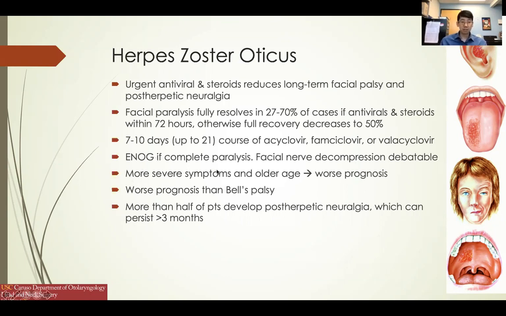More severe symptoms and older age portend a worse prognosis. And in general, when it comes to facial paralysis, patients have worse prognosis compared to Bell's. More than half of patients develop post-herpetic neuralgia, which can be rather debilitating and can persist for greater than 3 months.